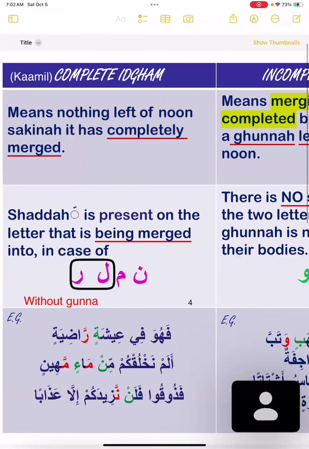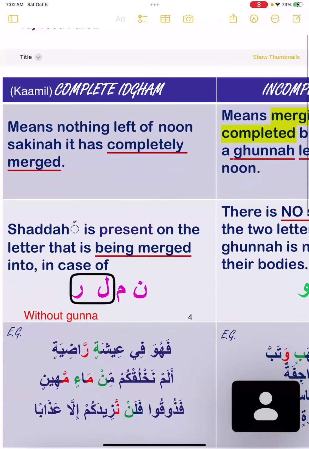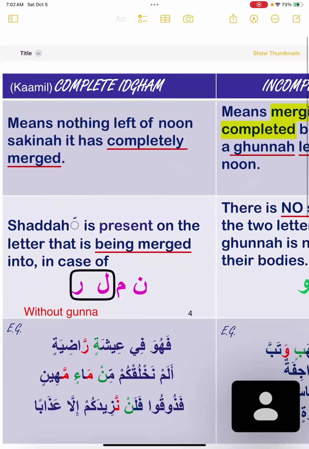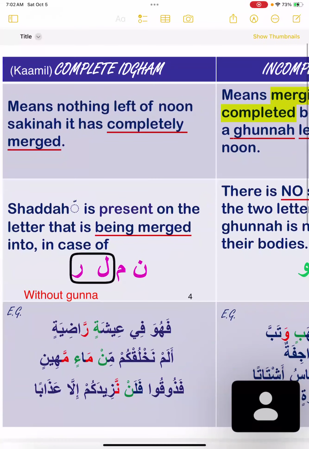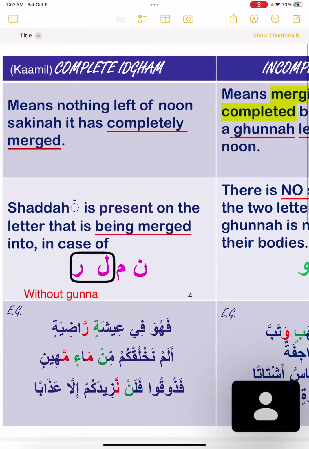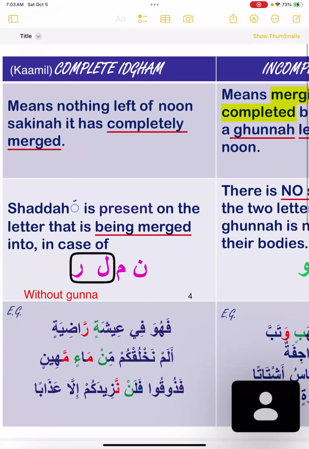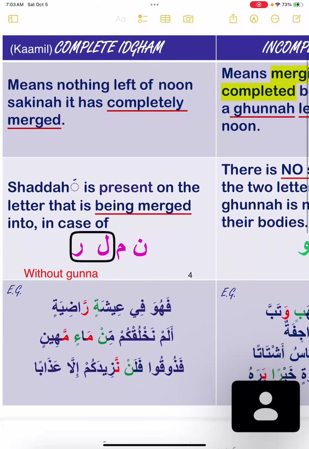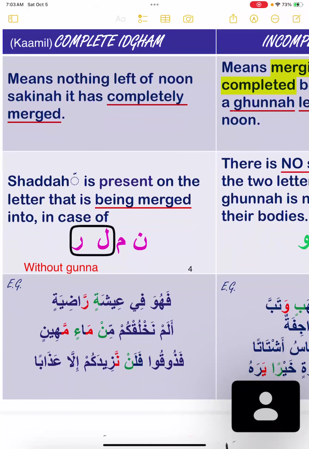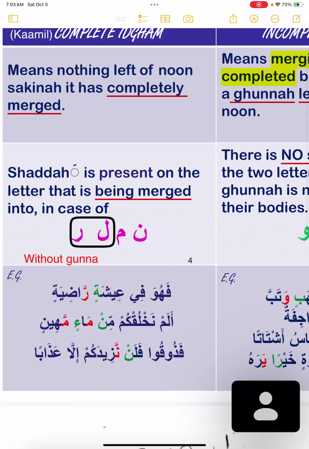Let's look at complete idgham, kamil idgham. It means nothing is left of the noon sakina. It has completely merged into the following letters of the yarmalun, into one of the yarmalun letters. Shadda is present on the letter that is being merged into in the case of noon, meem, lam, and ra. So noon, meem, lam, and ra are the four letters where there's complete merging.